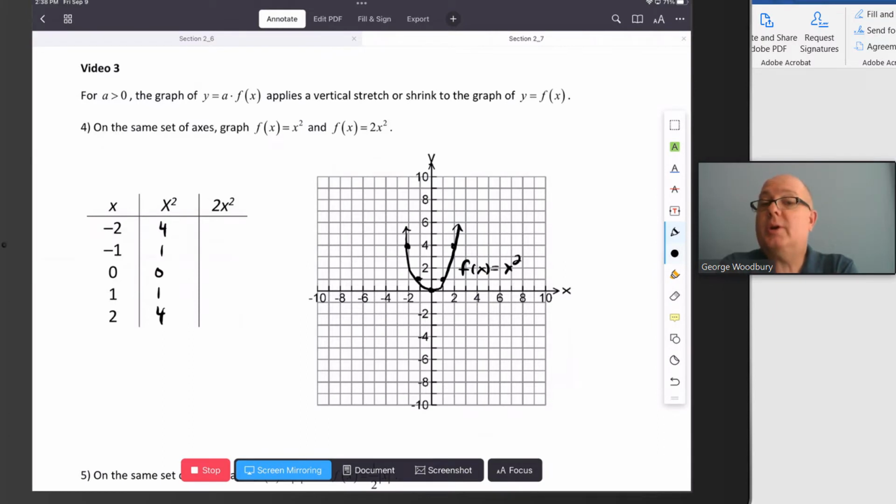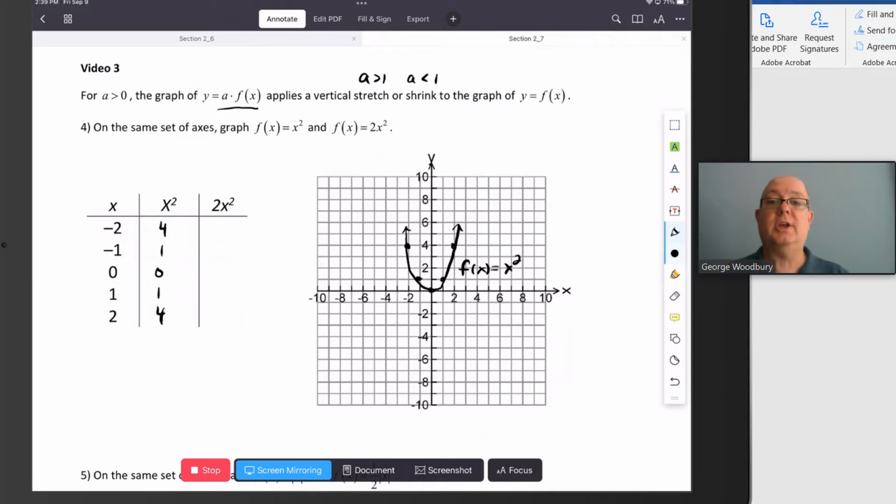Hi, I'm George Woodbury, and in this video we're going to talk about vertical stretches and shrinks to a graph of y equals f of x. So these are going to be functions of the form a times some function that we know, where a is greater than 0. Now if a is greater than 1, it's going to stretch the function out. It's going to make it rise faster. And if a is smaller than 1, it's going to actually make it grow slower.